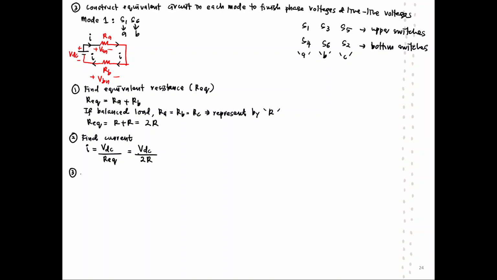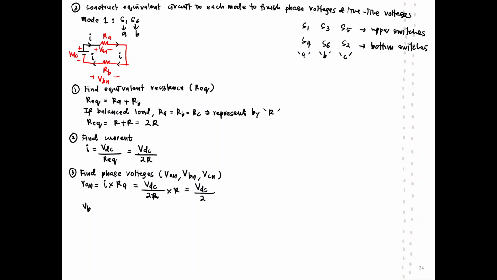Next, we want to find the phase voltage, which is VAN, VBN, and VCN. For VAN, it will be I multiplied by RA. Our I is VDC over 2R. If you represent RA by a single R, it will be positive VDC over 2 for your VAN.